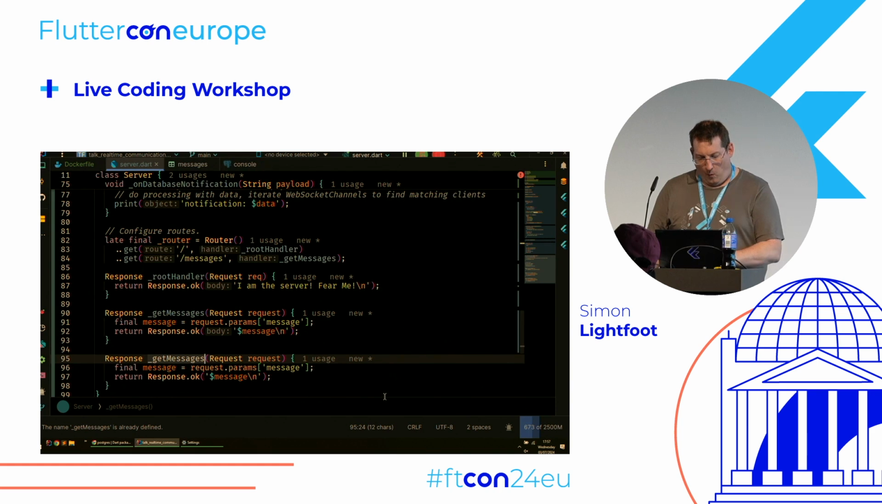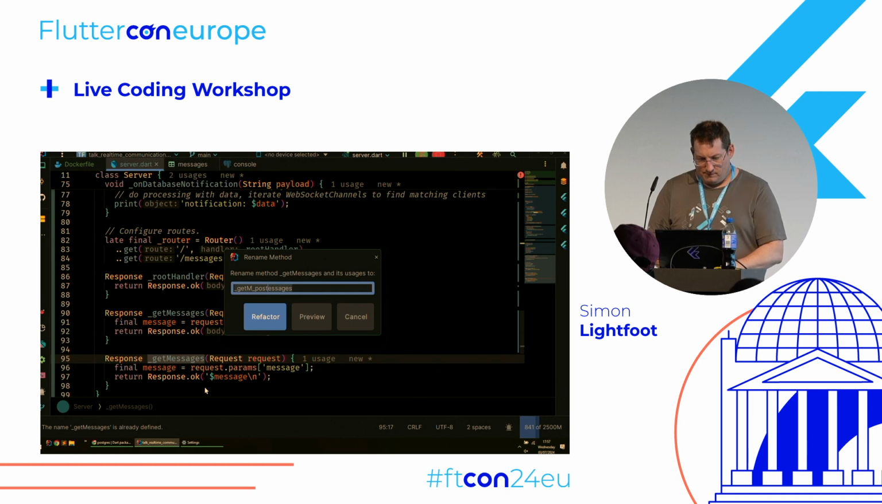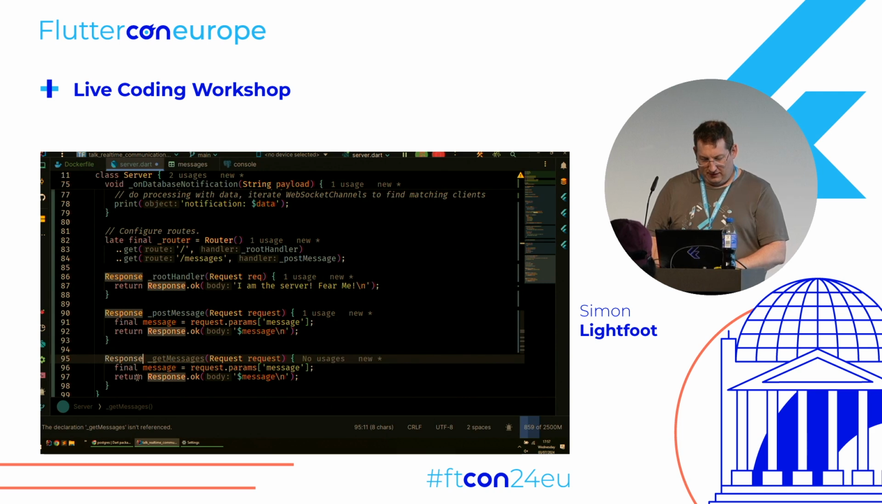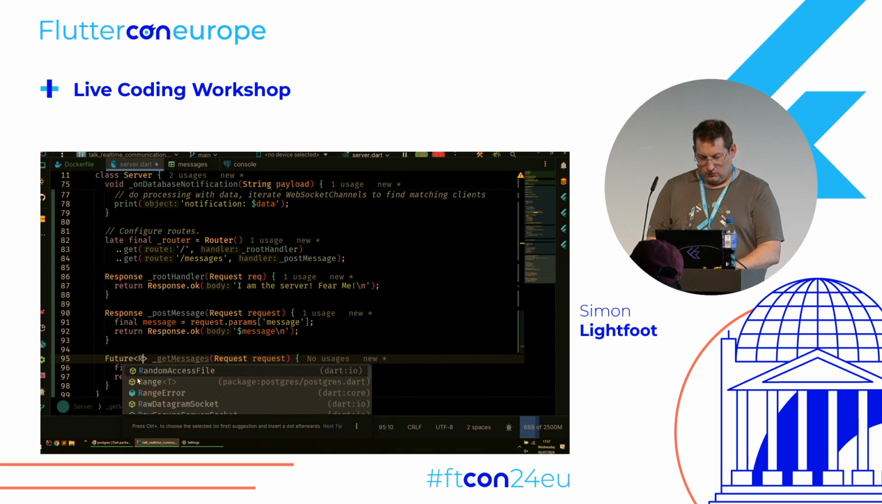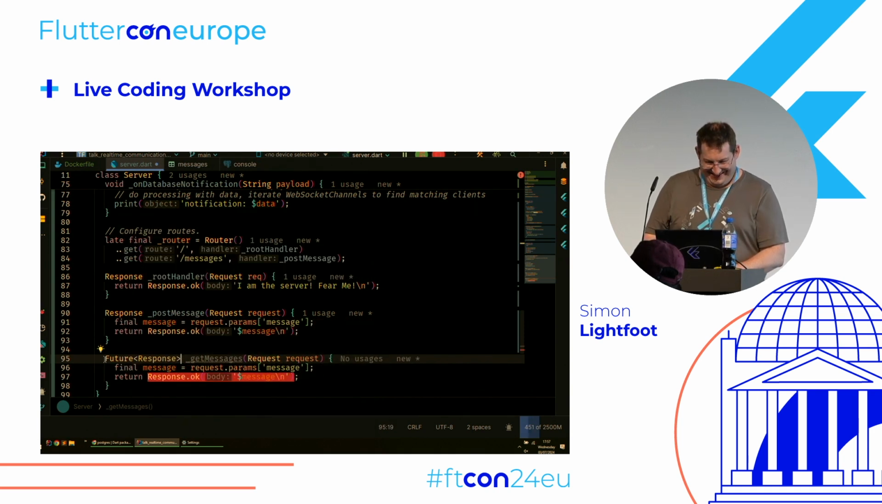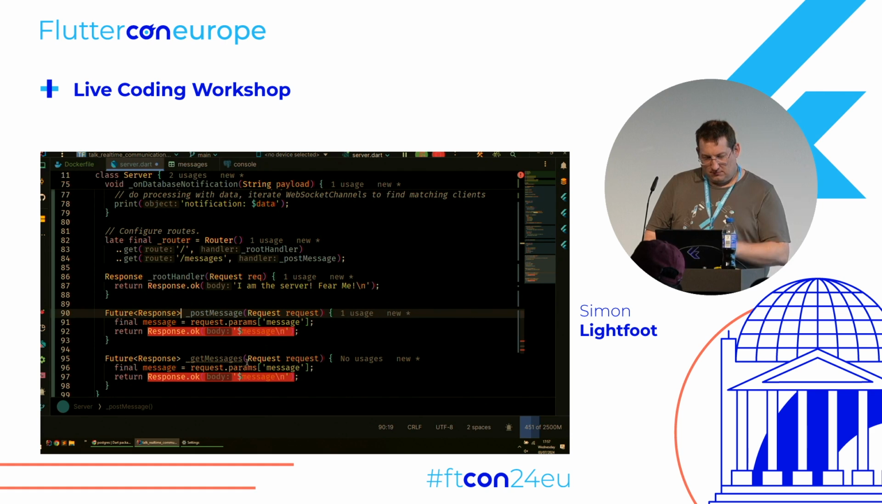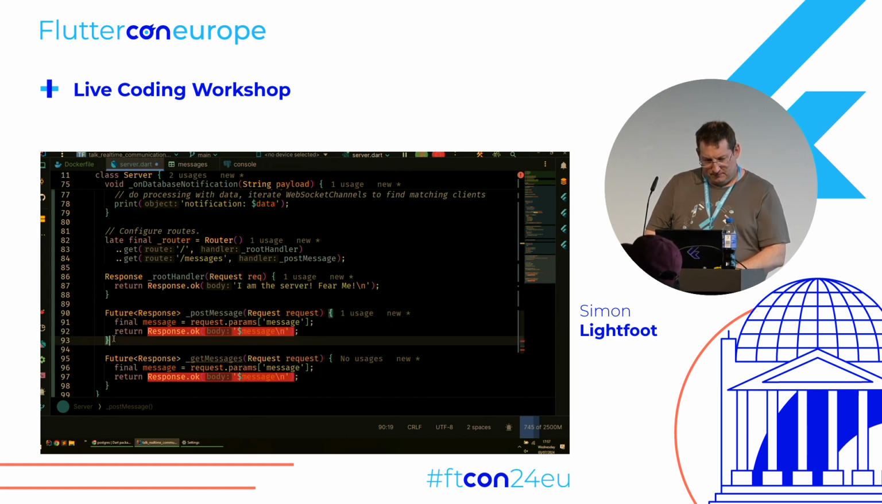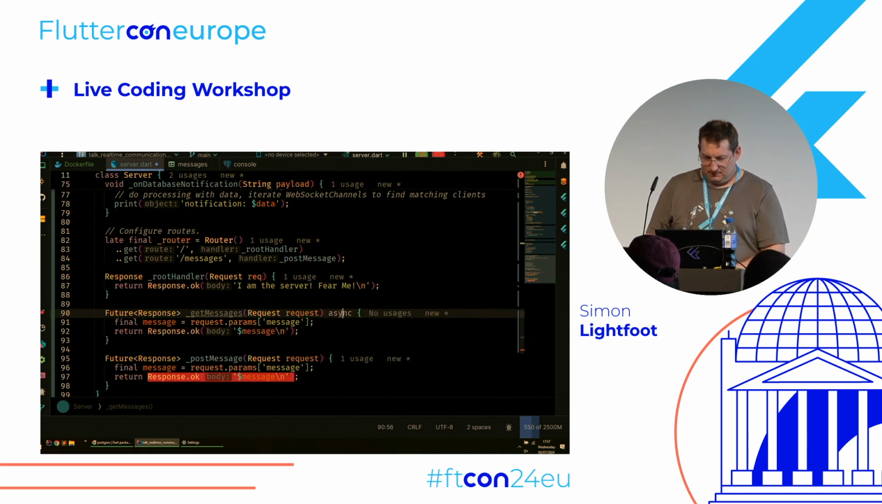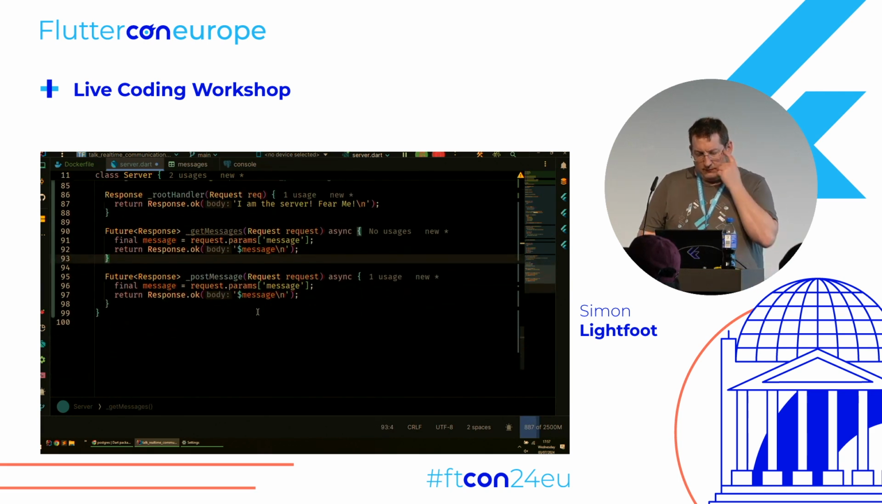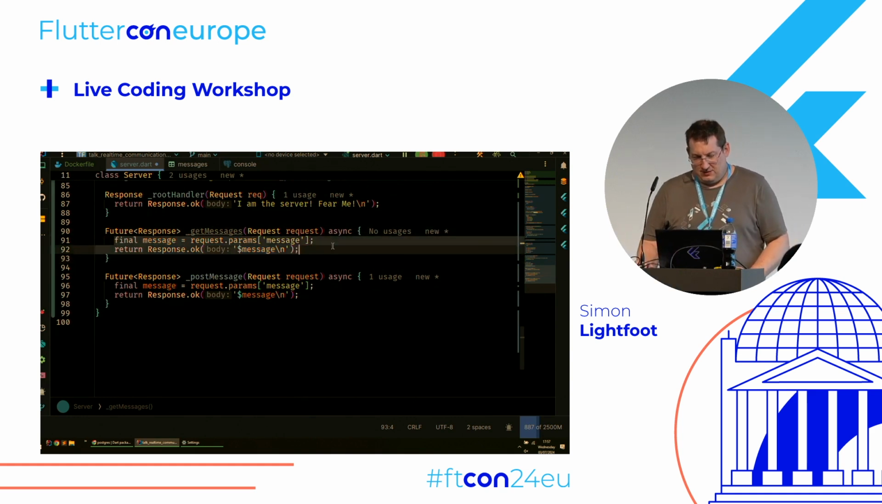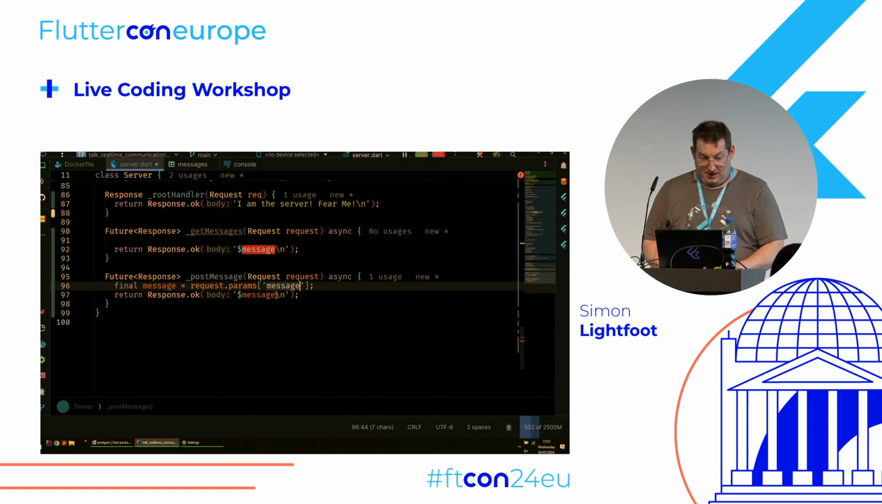Ooh, it's not the right one. Right. And then we'll make these future response. Get beers, bring them back. Right. Did I flip them around? Right. So messages coming in. We're not going to take any parameters, so we don't care about that. We'll send message. Yeah, perfect.